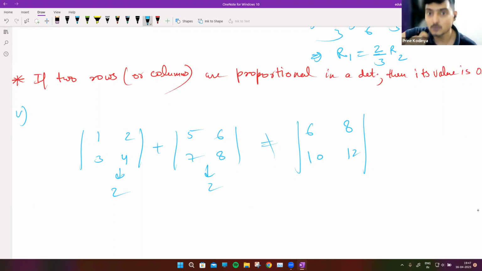Now, for adding two determinants of order 3, let's say we have order 3 determinants. How do we add them? For adding them, we need any 2 rows or any 2 columns to be identical.